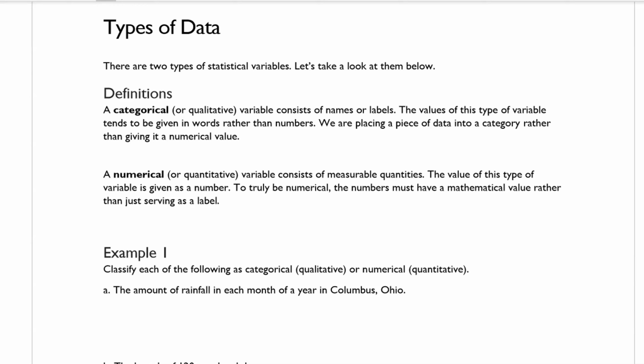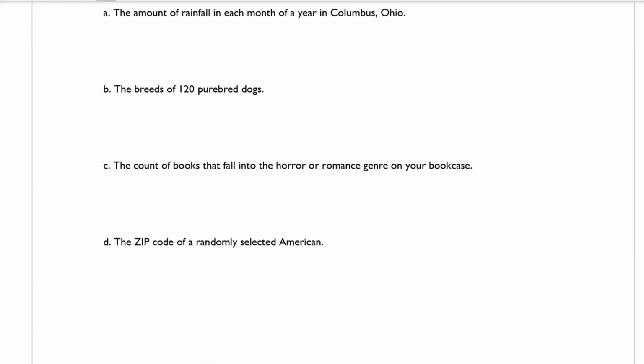Example 1 says, classify each of the following as categorical or qualitative, or numerical or quantitative. A says the amount of rainfall in each month of a year in Columbus, Ohio. So again, we have the two options. We either have categorical or numerical, but let's give an example of amount of rainfall. So maybe 1 month is 3 inches. Since that is a numerical value and it is actually measuring something, this is a numerical variable.